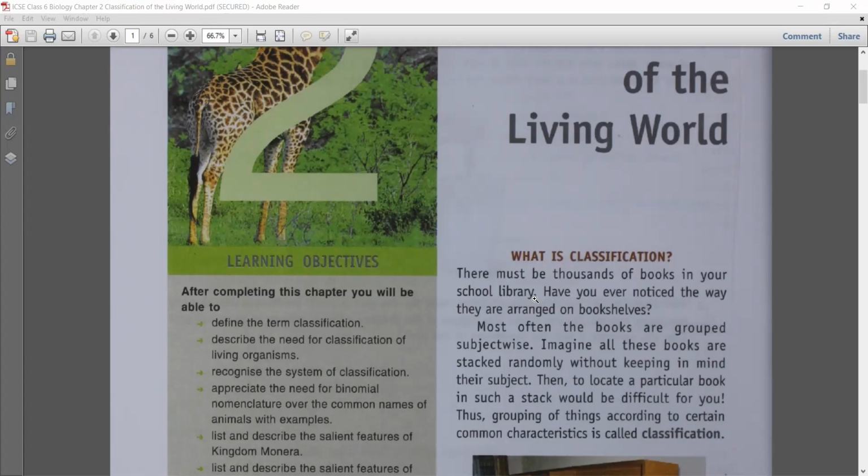Suppose you are studying about bacteria, so you will go to the bacteria section. We do not focus on animals. Suppose we are studying plants, so we will focus on the plant section. We need not study animals. So to increase the convenience of discovering organisms and doing research on them, we have the classification of organisms.